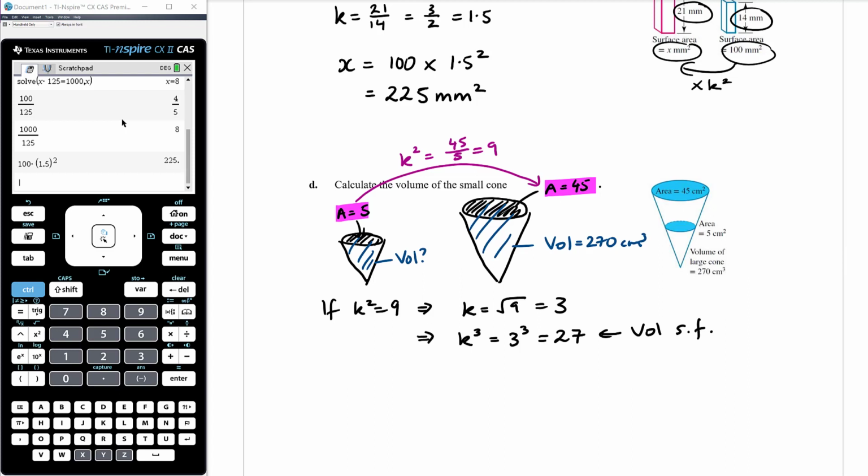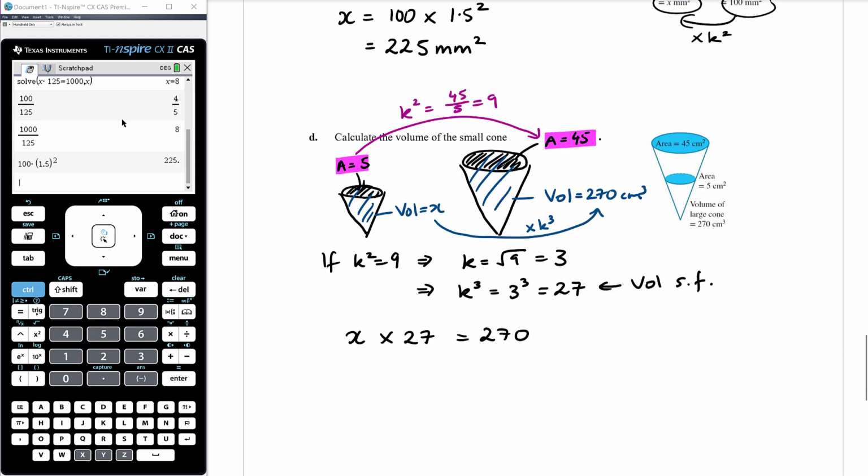Okay, and so we know that from the smaller volume, so let's call this one x. Okay, from the smaller volume to the larger volume, we're multiplying by that volume scale factor, which is 27. Okay, so we know that x, the smaller volume multiplied by 27, gives the larger volume, which is 270. And so we can solve that by dividing both sides by 27, and we find that x has to be 10. X being the smaller volume.